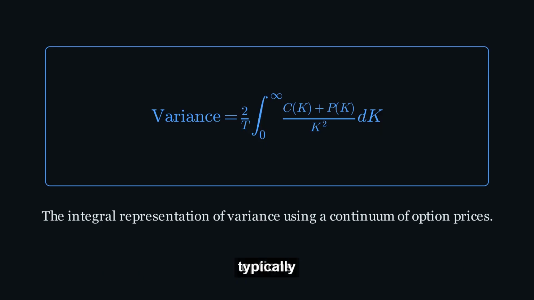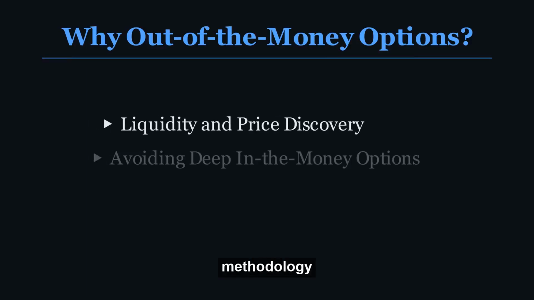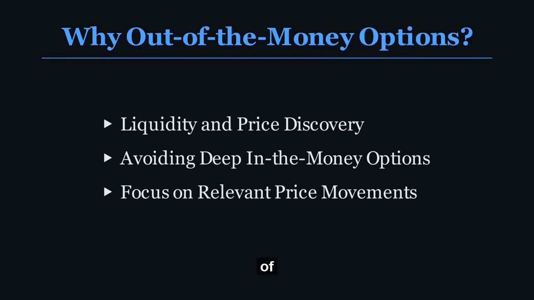Furthermore, OTM options typically exhibit better liquidity and tighter bid-ask spreads, making them more reliable for price discovery in the market. A crucial first step in the VIX methodology is determining the forward price, F, of the underlying asset for the chosen expiration. This isn't simply the current spot price. Instead, it's derived from option prices themselves.